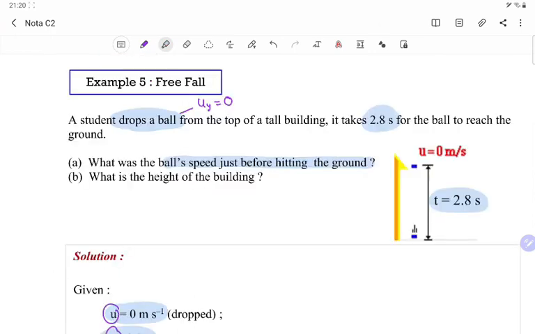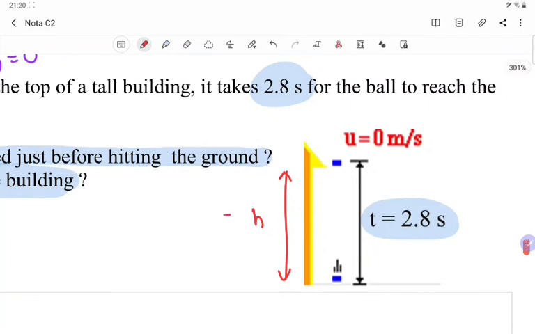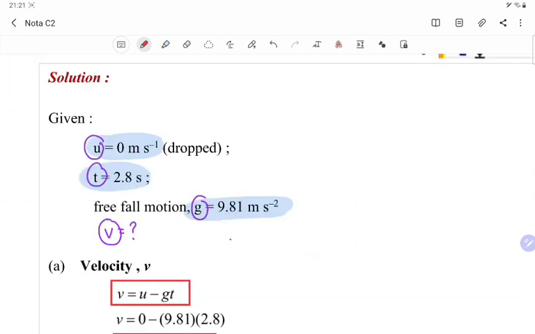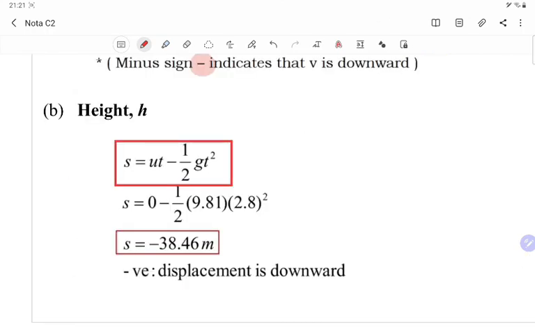And the next one is, what is the height of the building? Dia tanya tinggi building. So, dia tanya pasal H, di mana H ni sebenarnya adalah S kita. Dan S dia turun ke bawah, so negatif H lah. Sepatutnya bila awak kira, awak akan dapat nilai negatif. So, basically awak kena cari S. So, equation mana yang kita boleh cari S dan kita ada information yang telah diberikan. Okay, so kita pakai equation S equals to UT minus half GT squared. Okay, di mana kita just substitute the value then you will get the answer S. And it should be in negative value sebab dia turun ke bawah.